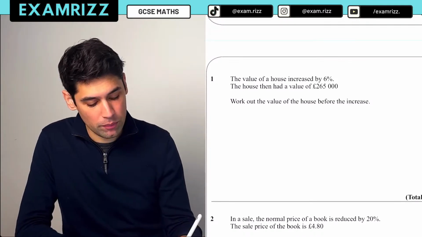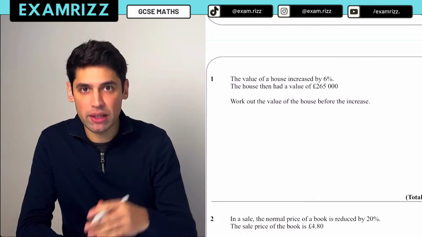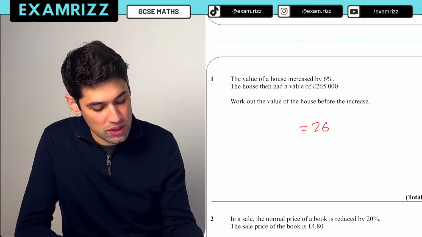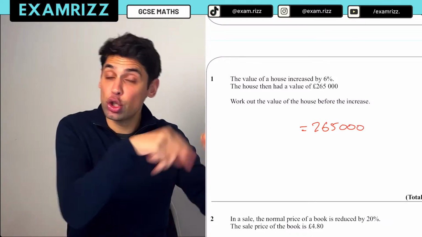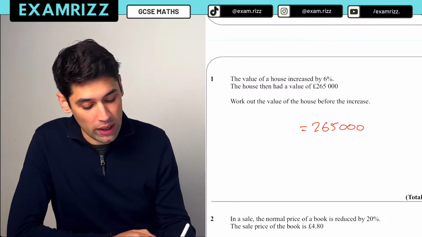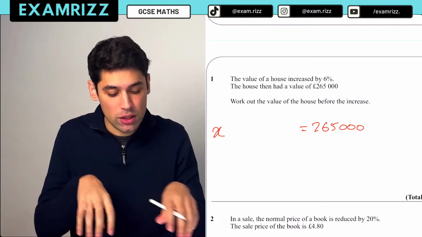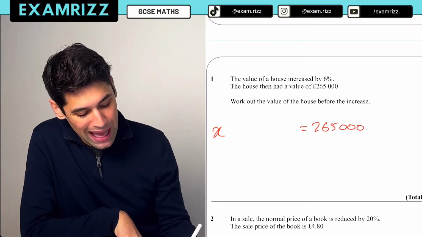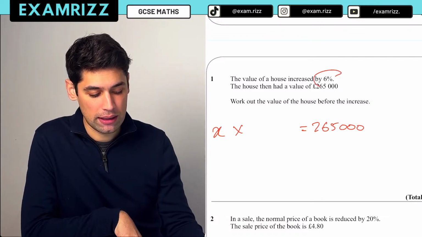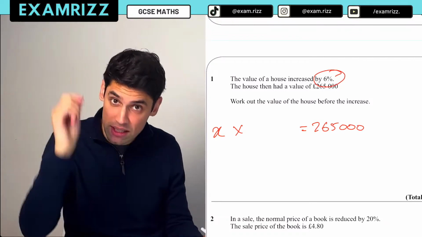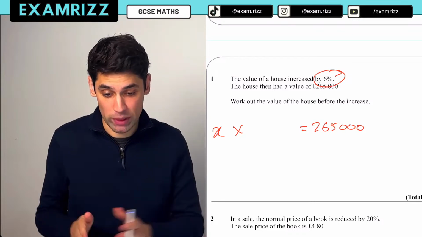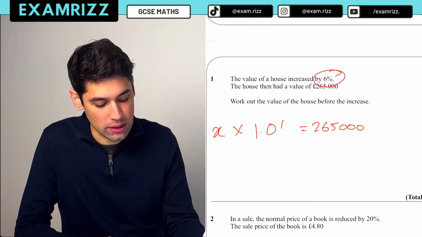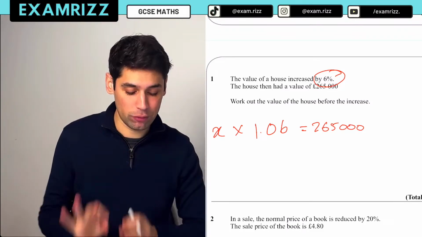So our formula would usually be something times decimal multiplier equals new. But here, 265,000 is the new value. We're trying to work out what it was before. So something times this decimal multiplier is now equal to 265,000. So x times, now the house is increased by 6%. What's the decimal multiplier for an increase of 6%? Well, we add 6 to 100 and then divide it by 100, 1.06. So we are using the exact same formula.